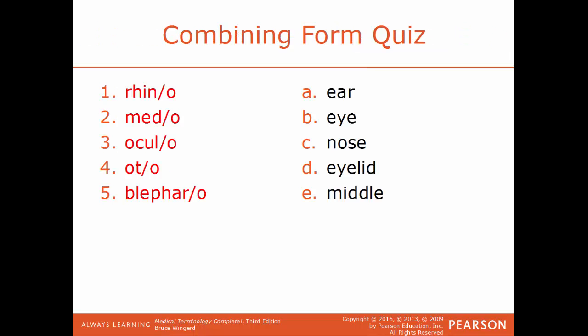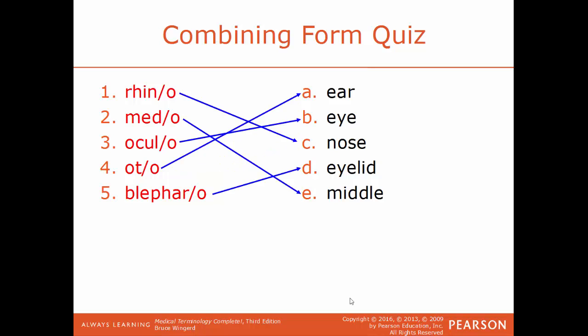We'll end our chapter with our combining form quiz. Terms on the left: rhino, meato, oculo, oto, or blepharo. They'll match up with either ear, eye, nose, eyelid, or middle. Rhino goes to nose. Meato goes to middle. Oculo goes to eye. Oto goes to ear. And blepharo, eyelid. And here are all 5 terms correctly matched to their definition.